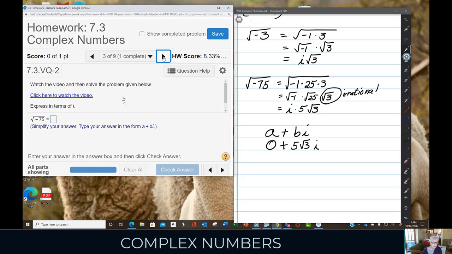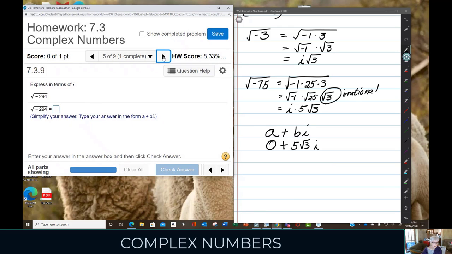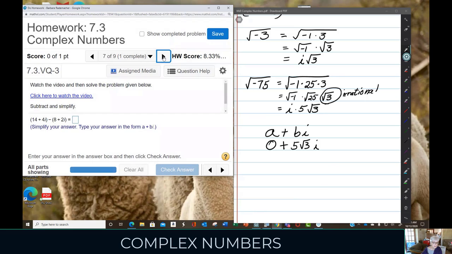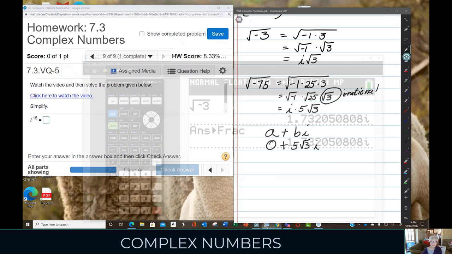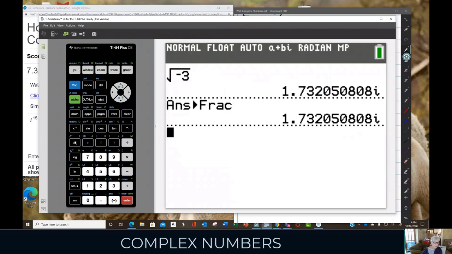Now, what else? There's another kind of problem. If it's in here, there's subtracting and adding. This problem, probably the calculator will not do for you. Let's see. Second dot. That gives me an I, and then caret 15. What you've got is I raised to the 15th power. Will the calculator simplify that? Let me hit the right arrow key. It does. Okay, that'll work.